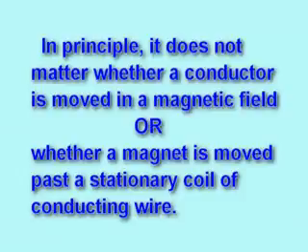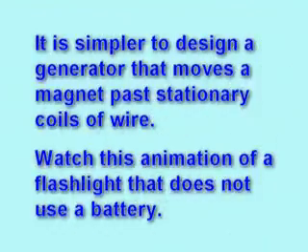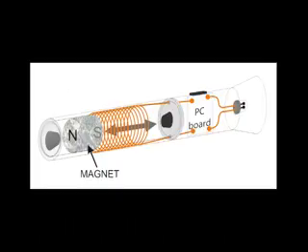In principle, it does not matter whether a conductor is moved in a magnetic field or whether a magnet is moved past a stationary coil of conducting wire. It is simpler to design a generator that moves a magnet past stationary coils of wire. Watch this animation of a flashlight that does not use a battery. Shaking the flashlight to and fro causes the magnet to slide back and forth through the coil, generating current and charging a capacitor. The white light-emitting diode can shine for up to 20 minutes before the device is recharged.